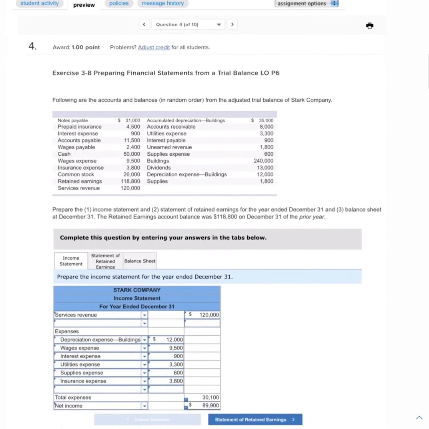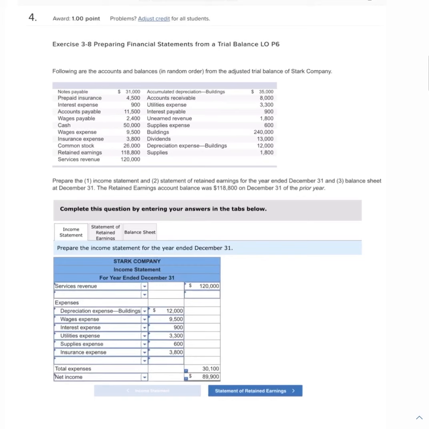Now here in question 4, we're going to actually start by preparing our financial statements from a trial balance. So this is the trial balance they have given us, and they're telling us basically pull any information you need out of here for each financial statement. So very quickly we'll run through this. Hopefully it'll make some sense, and we'll get on to question number 5.